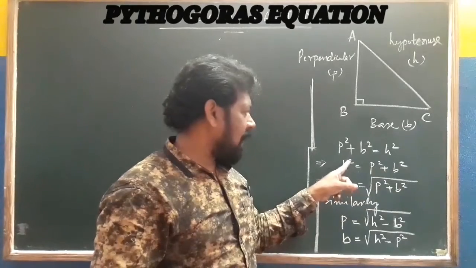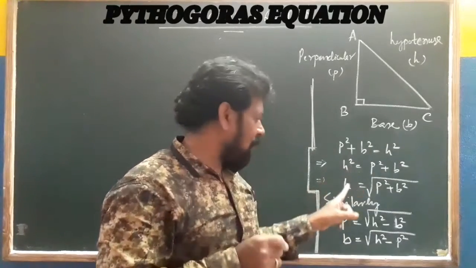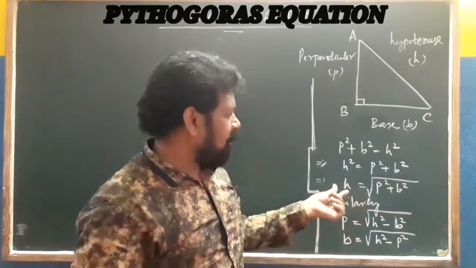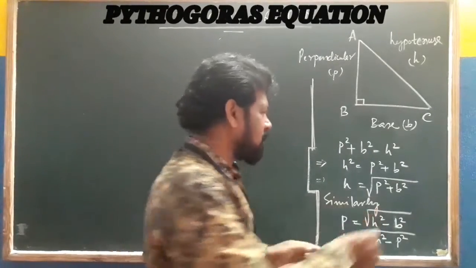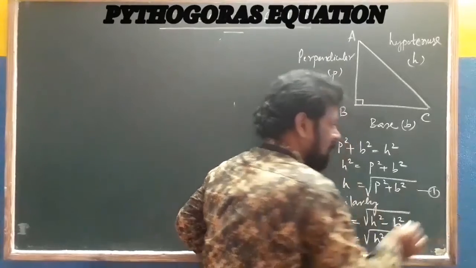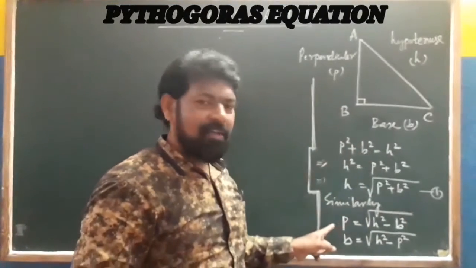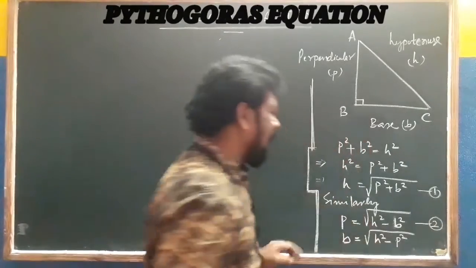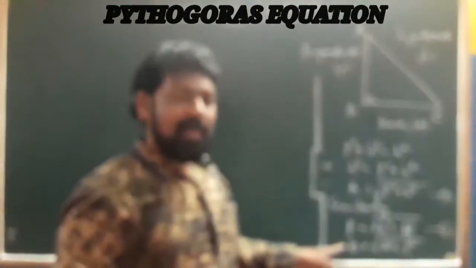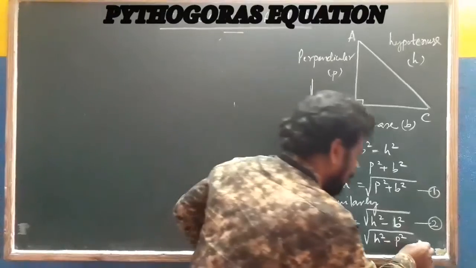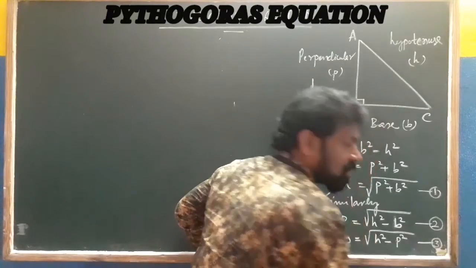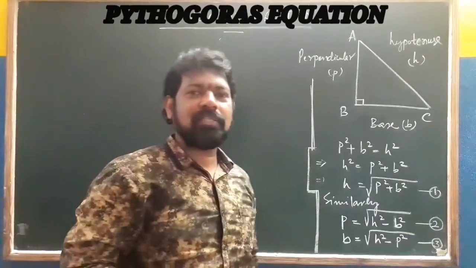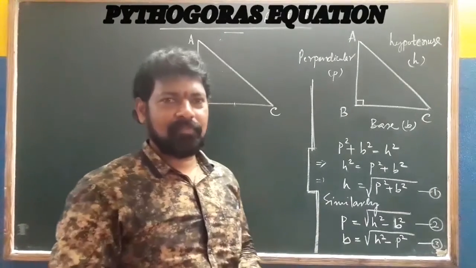So taking the square root to remove the square sign, ultimately H is equal to root over P square plus B square. So while making H the subject, I got this first equation, and in the same equation if I make P the subject, I will get the second equation, and from the same equation if I make B the subject, I will get the third equation. Okay, so let's have the relation with similar triangles.